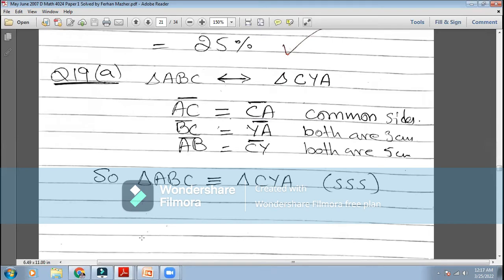So we are comparing the triangle ABC with the triangle CYA. The AC side is equal to the CA side, that's the common side in both triangles. BC is equal to YA, both sides are 3 centimeters. AB side is equal to CY side because both sides are 5 centimeters. So I can say that the triangle ABC is congruent to the triangle CYA. The reason is side, side, side. So that's question number 19, part A.